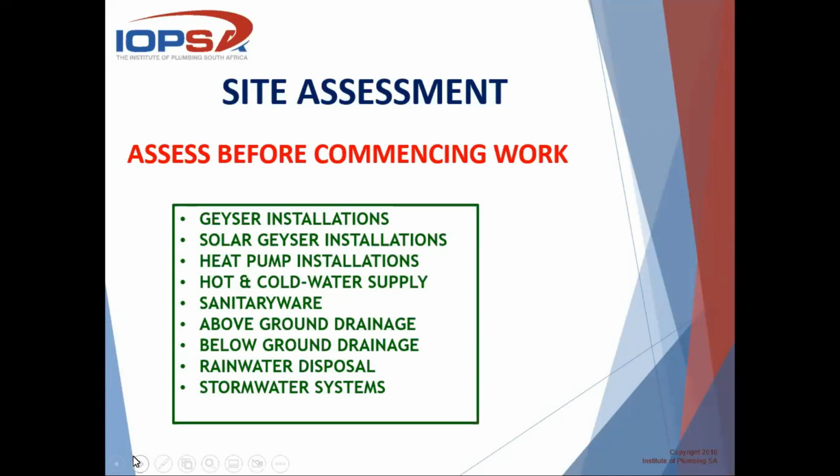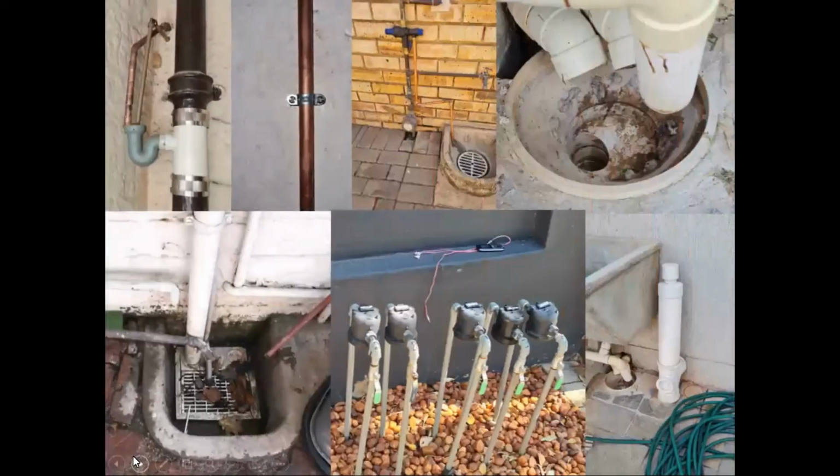So please do an assessment, have a look at the installation before you start working, and also take photographs. If we look at these photographs here, there's a couple of things. On the top left, the discharge pipe from the TP valve, as well as the expansion, was piped into a shower trap, which is obviously not compliant. That is not going to work.